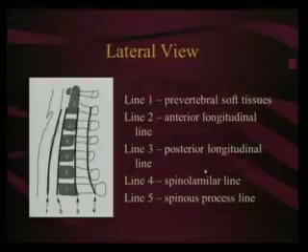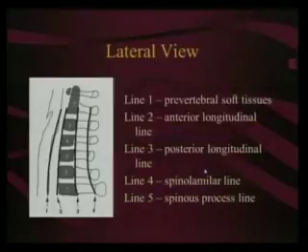Okay? The first line is the prevertebral soft tissue line. The second line is the anterior longitudinal line, which follows the path of the anterior longitudinal ligament. Posterior longitudinal line, which follows the posterior longitudinal ligament. The spinolaminar line, which actually isn't a line, is a confluence of shadows that you see where the lamina from both sides kind of come together before it forms the spinous process. And then the fifth line, which is the spinous process line.